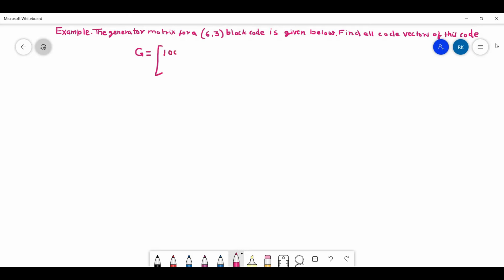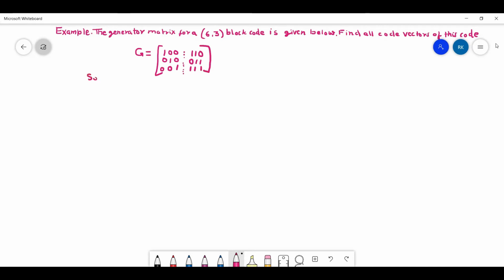So a generator matrix for this block size will look typically like this: 0, 0, 1, and so on. This partition is done in order to separate the block size from the code snippet. 0 1 1 and 1 1 1. This is our generator matrix.